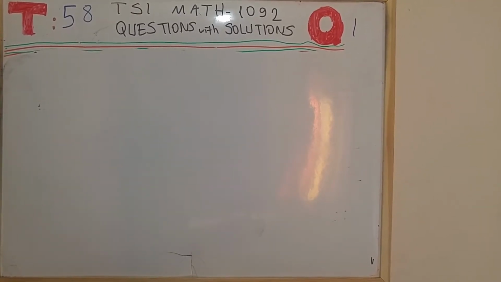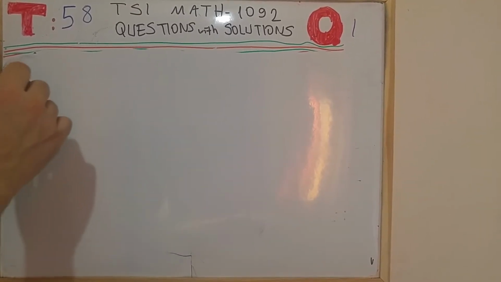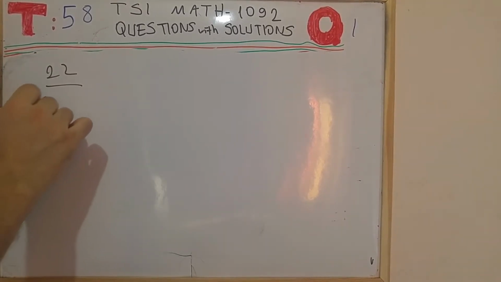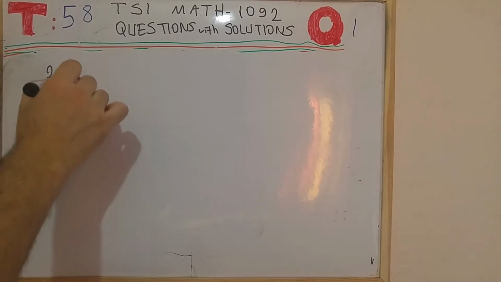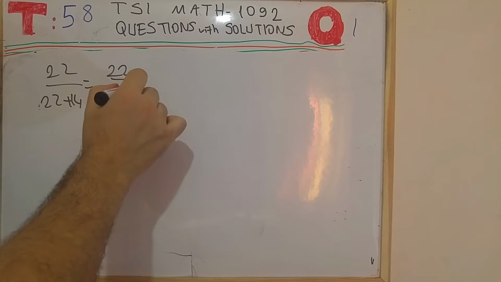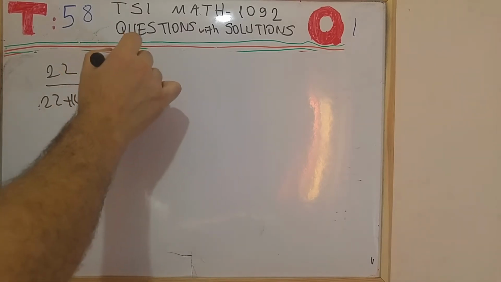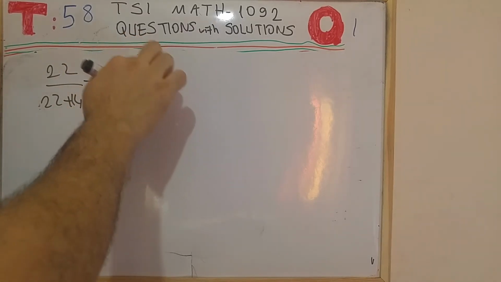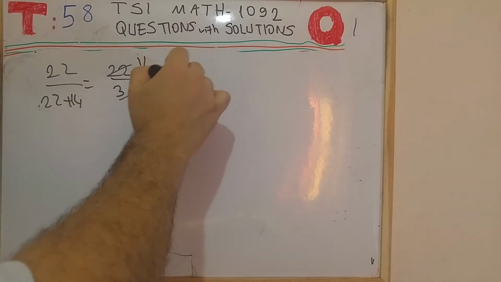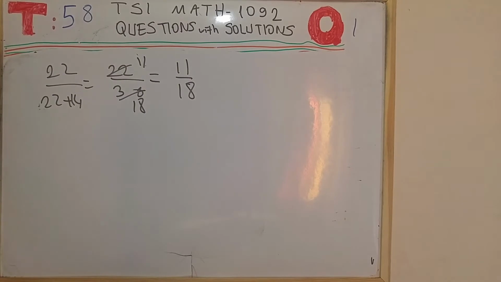The ratio of girls to all students: since we have 22 girls and 14 boys, the ratio is equal to 22 over 36. When I simplify by 2, this is going to be 11 over 18, so the answer is 11 over 18.